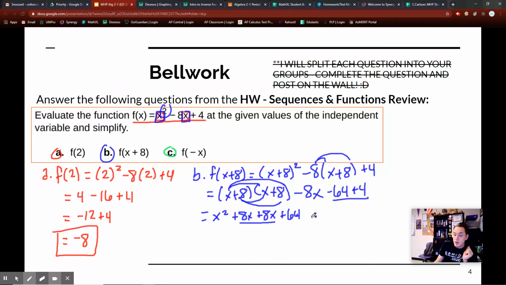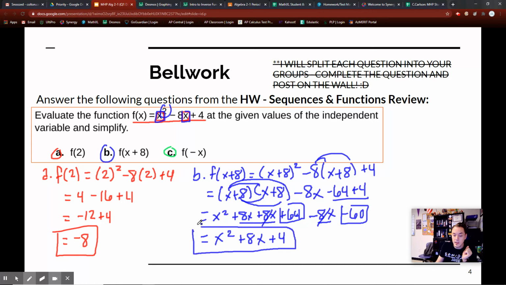Okay. This is negative 8x, and then this becomes negative 64. So let's start combining these terms. I can combine that with the other x's, and I combine the boxes together. So this equals x squared. One of these 8x's will cancel with that one, so that means I'm just left with 8x again, and then this becomes just plus 4. Okay? And so that is my final answer.